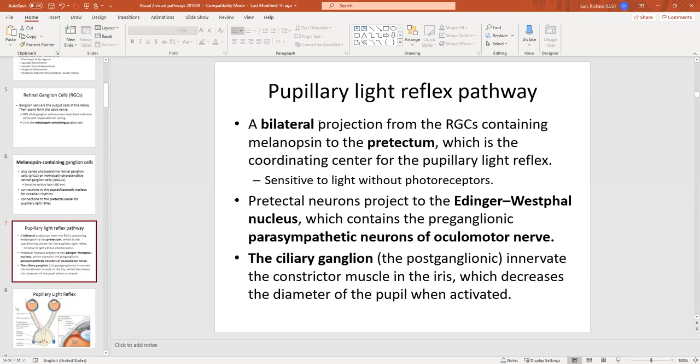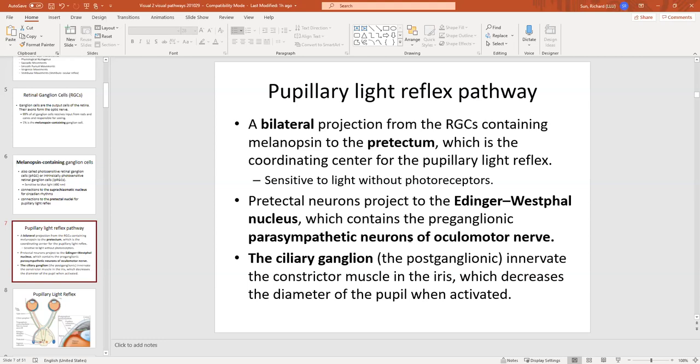So this is the bilateral projection from the retina. Ganglion cells will project into the pretectum. Then it will trigger, sensitive to light without the photoreceptor, because this is innervated by these melanopsin retinal ganglion cells. It doesn't rely on the photoreceptor; they themselves can detect light. Now, this will send signal into the Edinger-Westphal nucleus. This Edinger-Westphal nucleus is the preganglionic parasympathetic neuron.